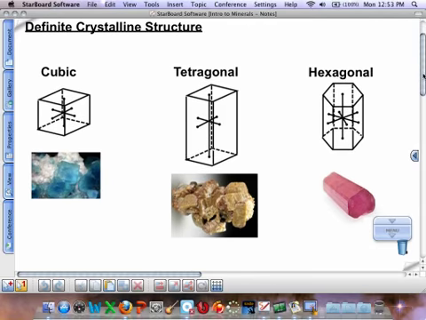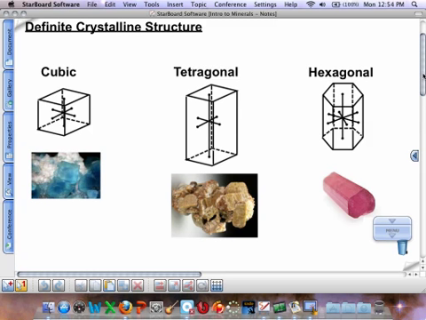So when we think about that definite crystalline structure, this is what we're talking about. And it doesn't mean that it's like crystals upon crystals. Normally when we think about crystals, we think like quartz crystals. They come with nice little pointed tops. But that's not really the only way that these crystals can occur.